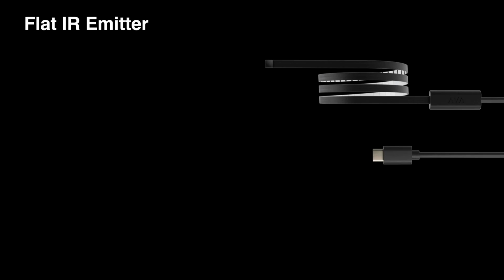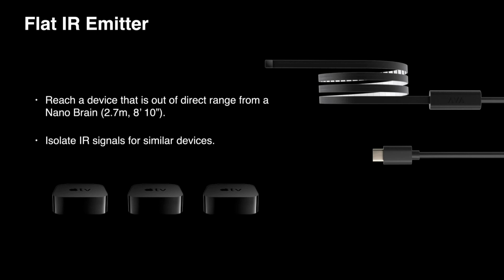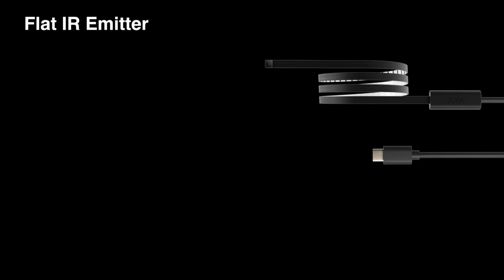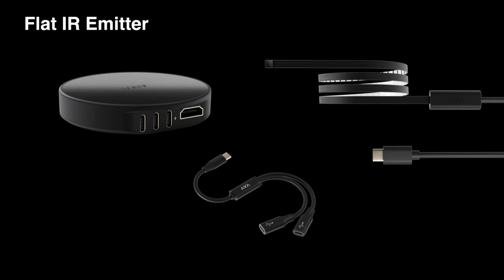There are two uses for the AVA Flat IR emitter. First, you can use it to reach a device that is out of direct range for a Nano Brain. The Flat IR emitter is 2.7 meters long. That's just a little less than 9 feet, allowing you to reach the far side of a device that doesn't face the Nano Brain for a solid IR signal. Second, when you have several of the same device model in a rack, the Flat IR emitter lets you isolate the IR signal for each device. For example, if you have three Apple TVs in a rack, each one needs its own Flat IR emitter. Connect the Flat IR emitter to one of the Nano Brain's available USB-C slots. There is a USB-C splitter in the AVA store that lets you connect up to 4 emitters per brain.